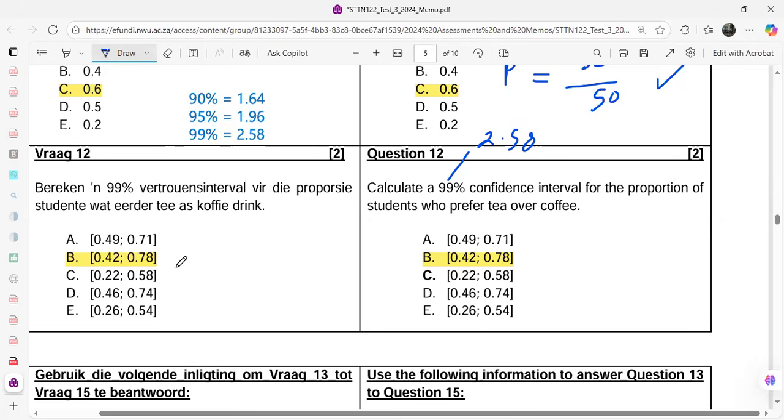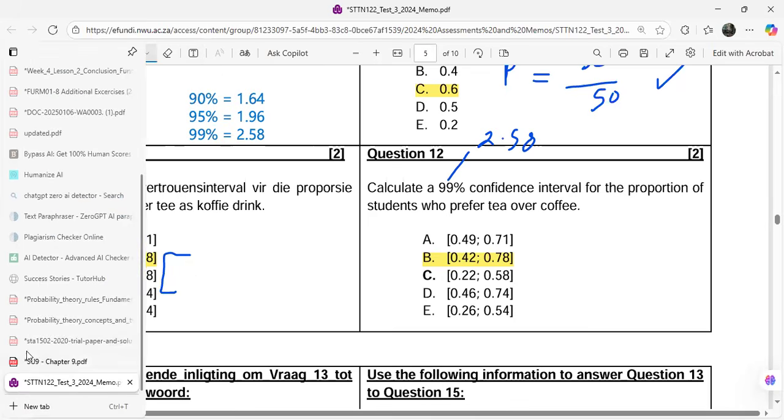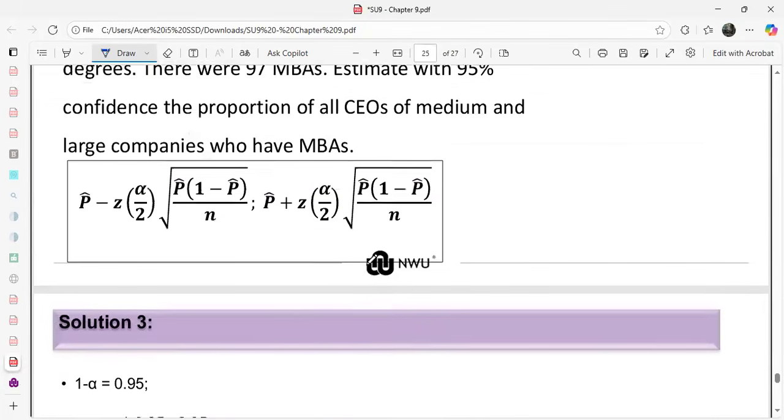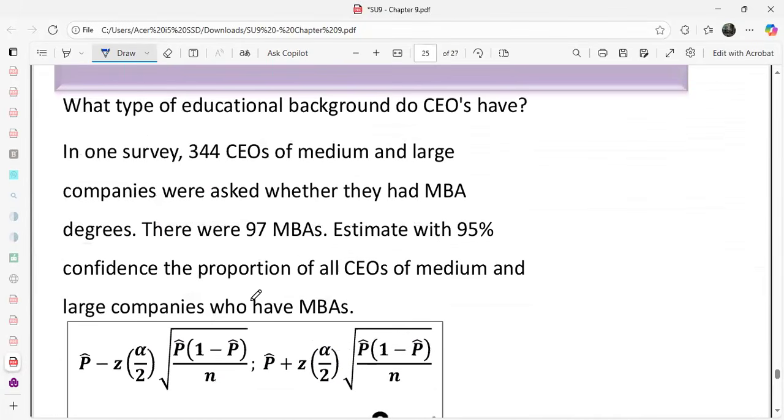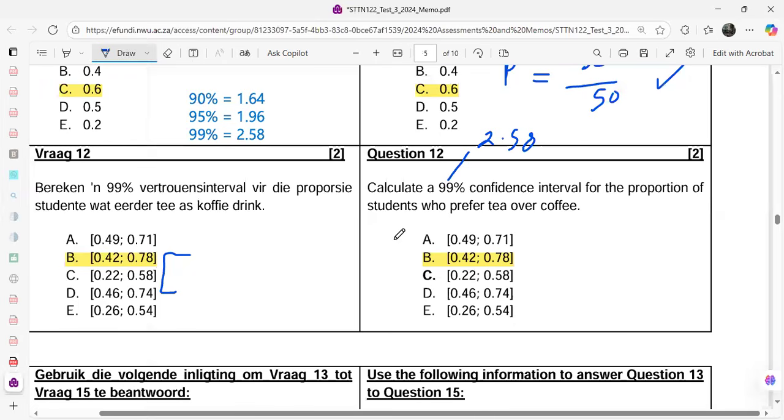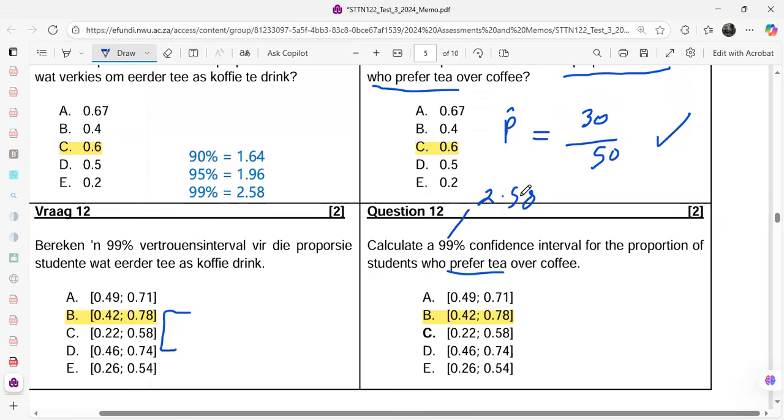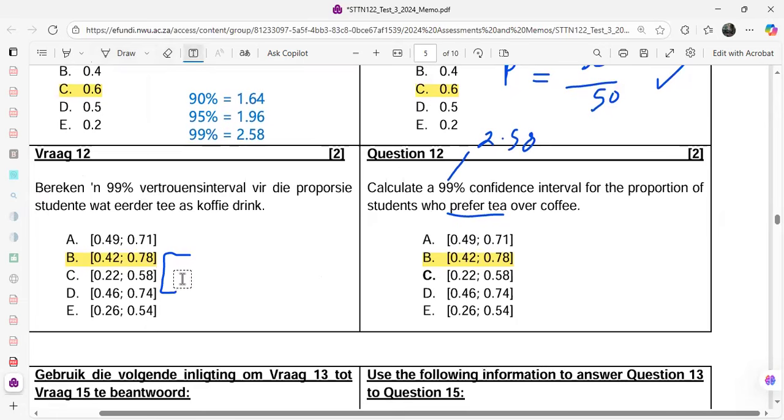Which formula are we going to use? The one that starts with P cap. Let's go back so I can show you the formula. This is the formula we're going to use: P cap minus the Z, then the square root of this whole thing here. Already we're given the P cap, because they said the students who prefer tea over coffee. Still the same thing, you're using the P cap of 0.6. So you say 0.6 minus the Z alpha divided by 2 under 99%, which is 2.58.